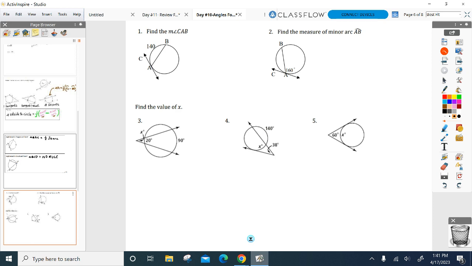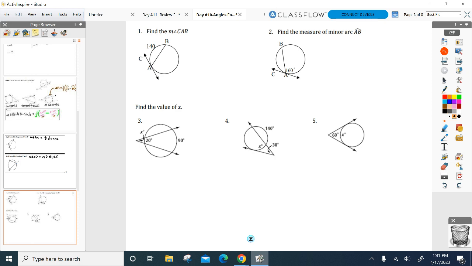Here we go, Phoenix. Angle CAB, is it inside the circle? No. Is it outside? No, it's in between. It's a tweener. So we've at least identified that I got a tweener. So what type of tweener is it?